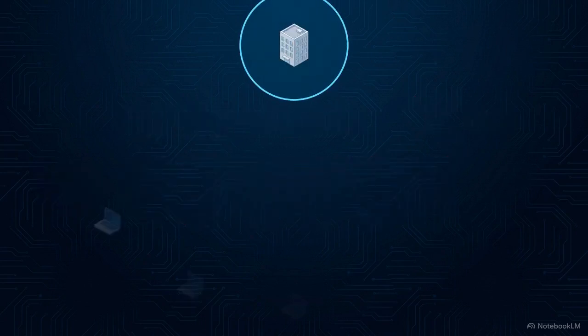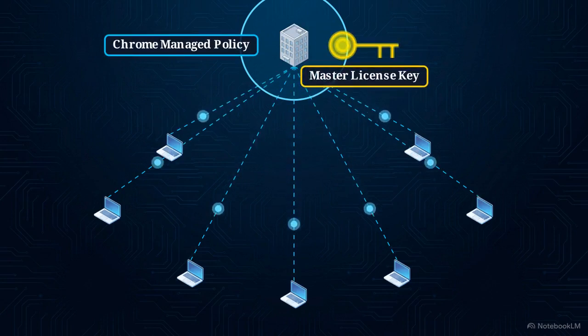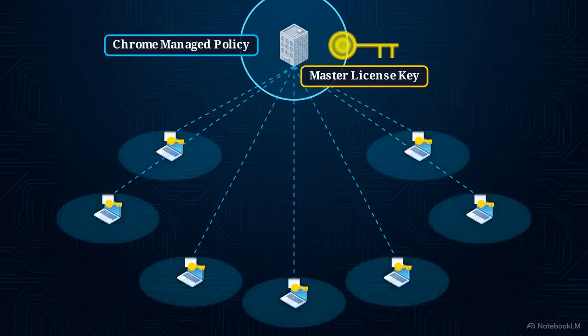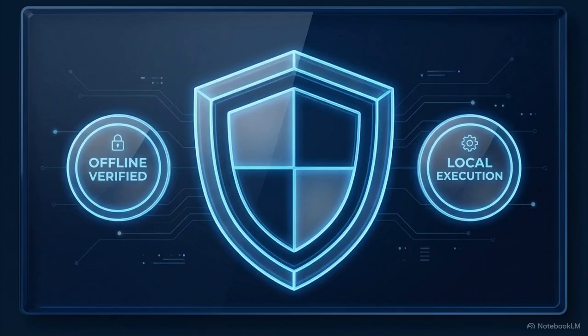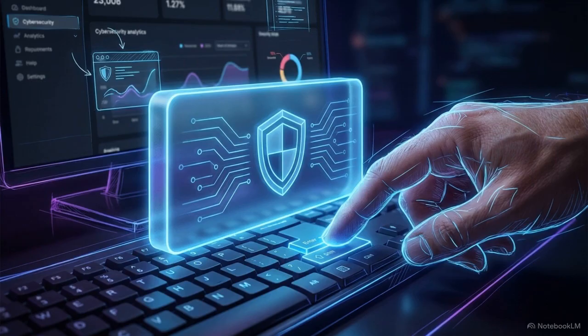Deployment is straightforward for enterprise teams. Administrators can push the extension silently via Chrome managed policies using a single master license key. This navy and neon blue shield integrates into the daily workflow, allowing employees to use AI without compromising the company's internal data. Secure the semantic perimeter before your next prompt reaches an AI model.